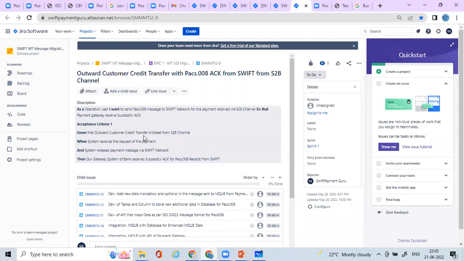Given that an outward customer credit transfer is initiated from the S2B channel, straight through banking is one of the channels. When the system receives the request of payment and the system releases the payment message by Swift network, then our gateway system of the bank receives a successful ACK for the pacs.008 received from the Swift.